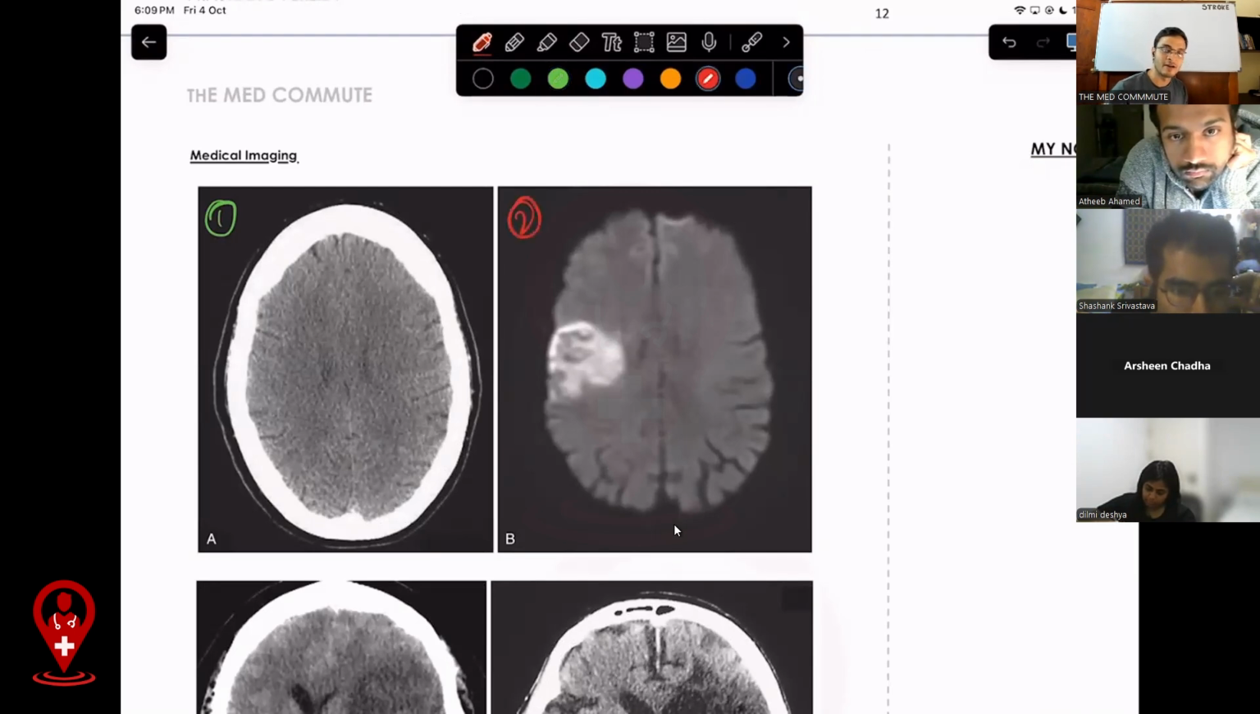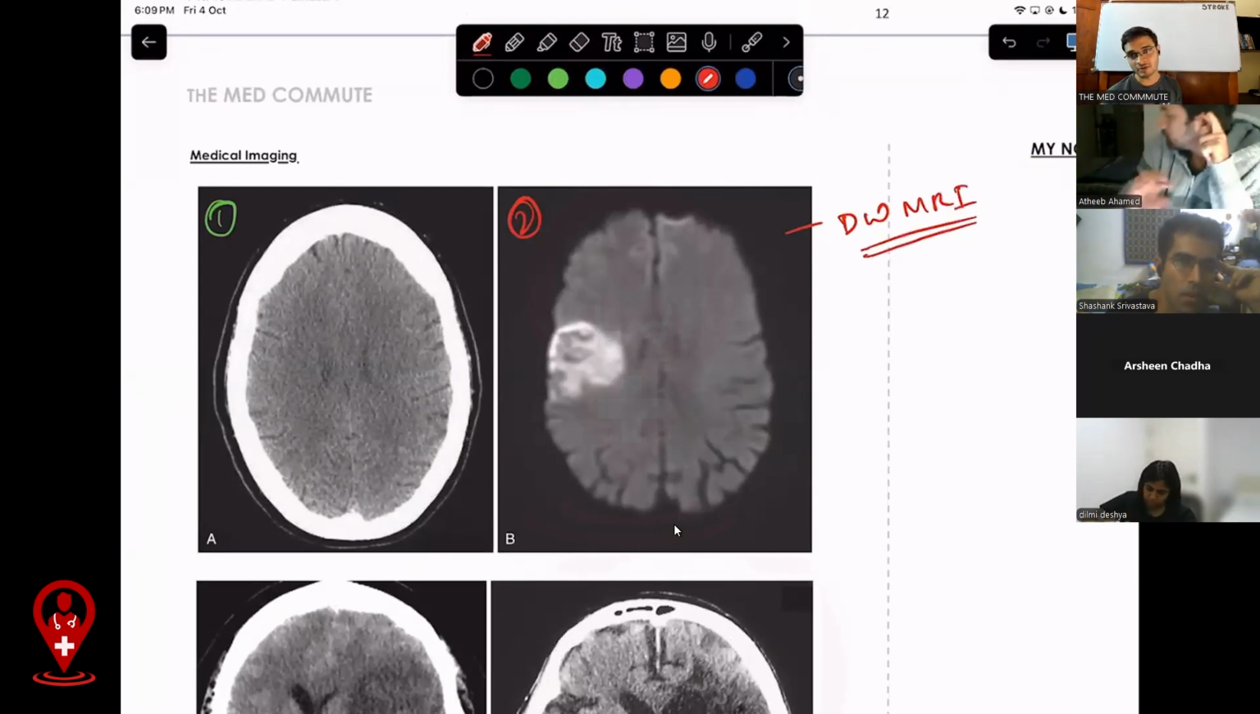What is this second one? This, guys, is what we call a DWI, diffusion weighted MRI, right? It's a diffusion. This one, guys, is now not very available in Sri Lanka. Especially in the peripheries, we don't have this. We only have NCCT, right?